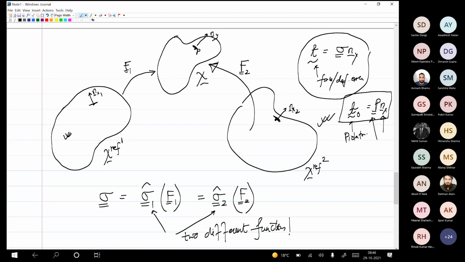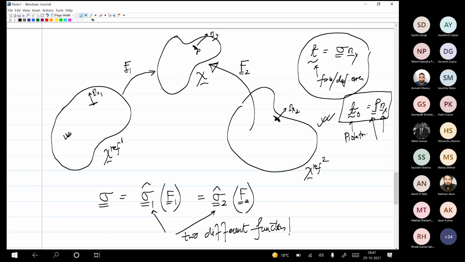I think it's not a problem really, isn't it? It's just like you are solving the same problem twice. One using configuration 1 as the reference configuration, and in the second problem you are using the second configuration as the reference configuration, and both problems have their own constitutive functions, sigma 1 hat and sigma 2 hat. And in both problems, the deformation gradient that you are supplying is whatever is there in that problem. So in one problem you have F1 as the deformation gradient, and in the other problem you have F2 as the deformation gradient. Okay.